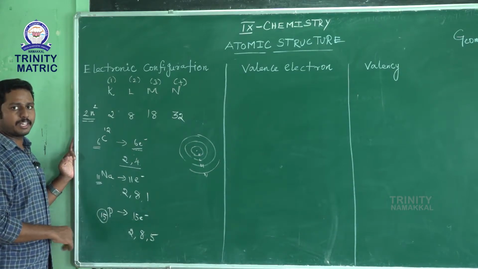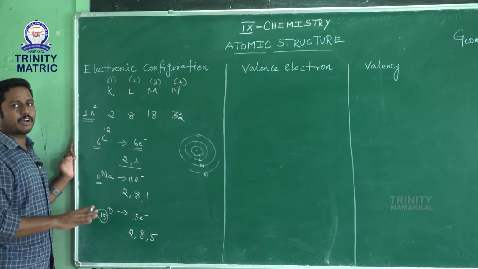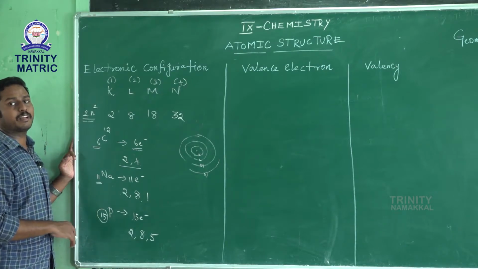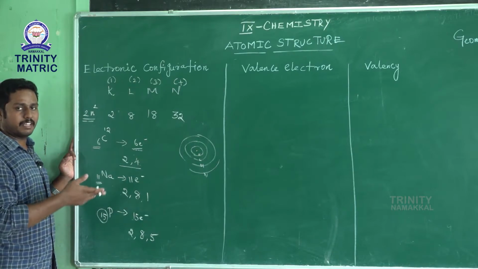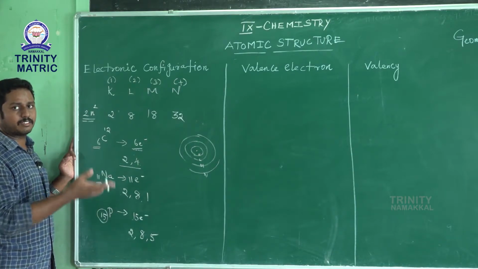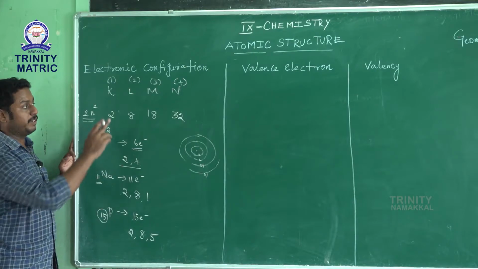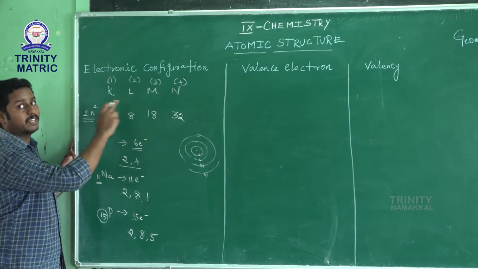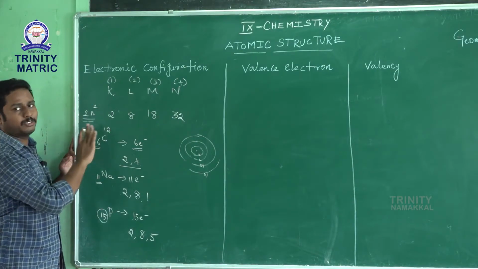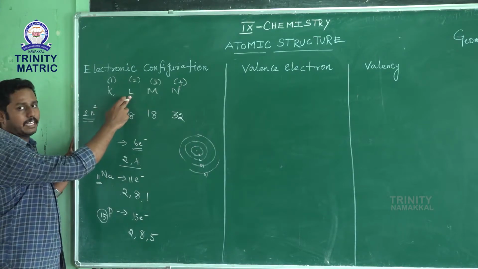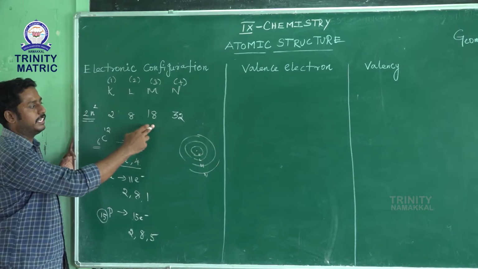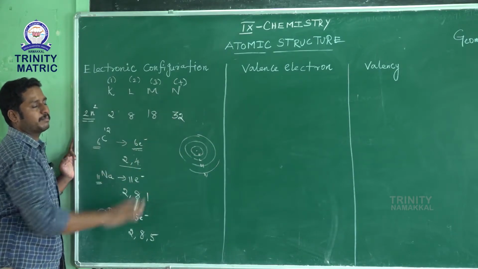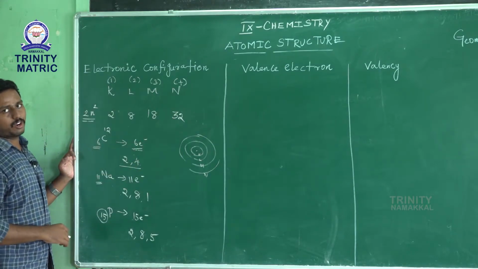Do you know how to write the electronic configuration? Electronic configuration means nothing but the arrangement of the electrons in the respective shells. If you know the atomic number, then you can easily arrange the electrons in the respective shells. You must also know the maximum capacity of these shells. K shell capacity is 2, L shell maximum capacity is 8 electrons, M shell maximum capacity is 18 electrons and N shell maximum capacity is 32 electrons.